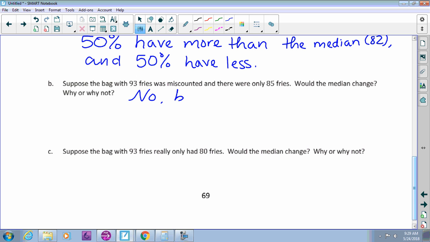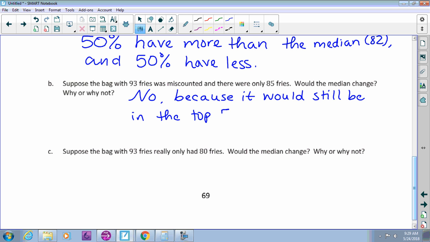No, because it would still be in the top 50% of fries, right?